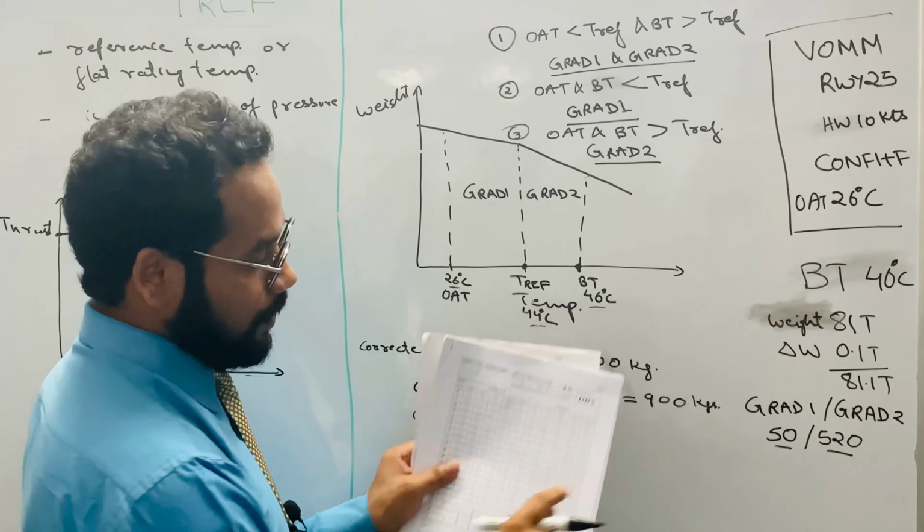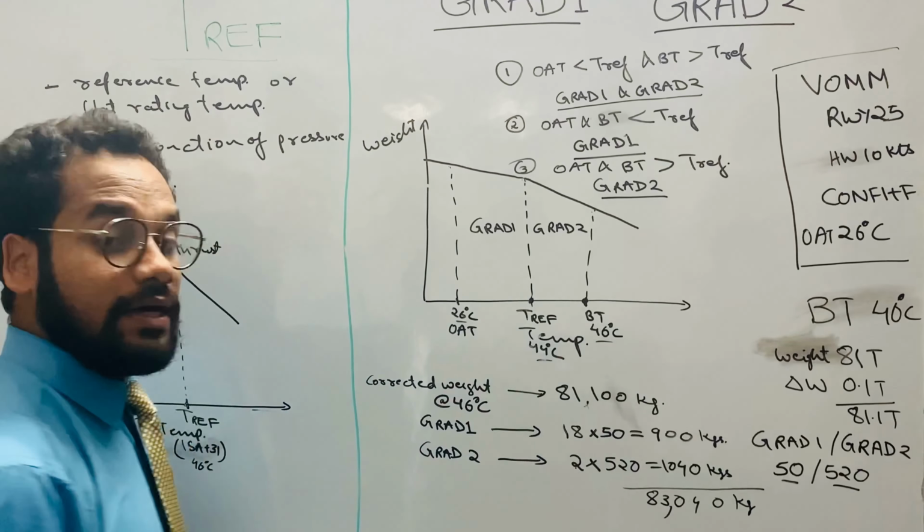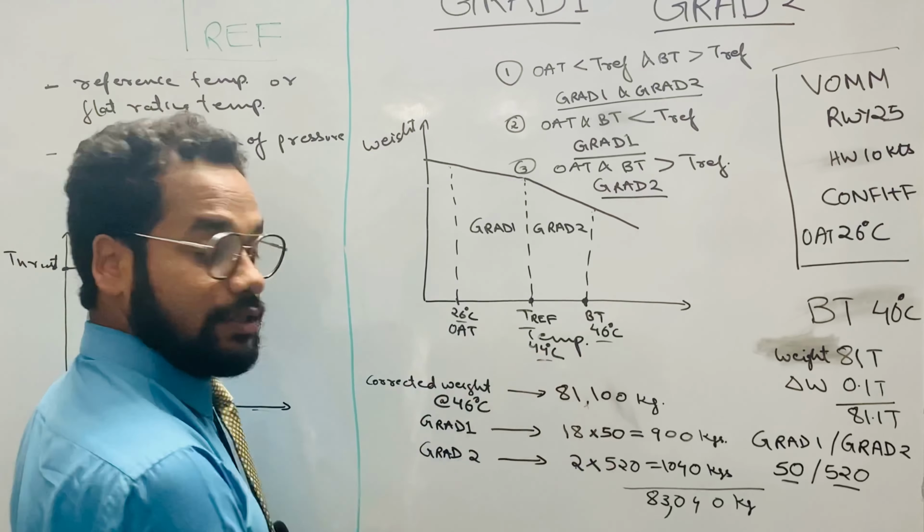So total, how much is the weight now? 81,100 kg plus 900 plus 1040. It comes out to be 83,040 kg. Okay, so this is how we apply the grad correction on the weight.